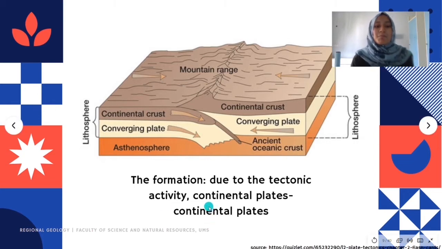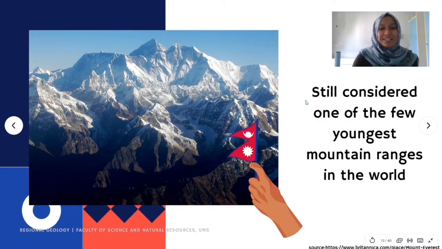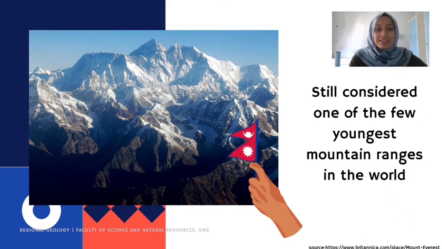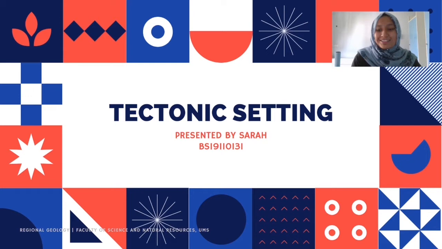And the convergent plate boundaries that occur here is the interaction between continental plates to continental plates. So the thing about the Himalayas is that it's still considered one of the few youngest mountain ranges in the world, and that's crazy because the youngest is considered 40 million years old. Without further ado, let's talk about the tectonic settings.